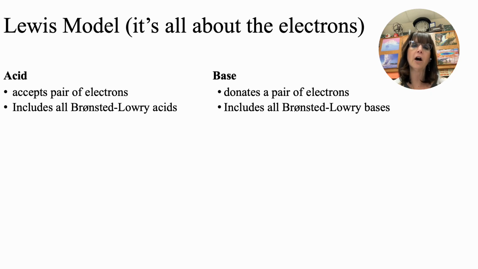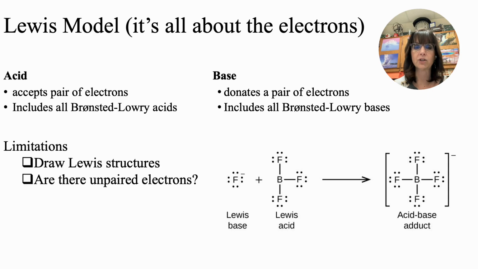Keep in mind, in the other 2 models, the acid is donating the hydrogen. But in this model, it's the base that's doing the donating, but they're donating electrons. There's still limitations. You have to be able to draw Lewis structures and draw them correctly. And you have to be able to identify if there's any unpaired electrons. So if you look at this particular example, fluorine has extra electrons, the B does not, and F gives its electrons to B, and then they join together.